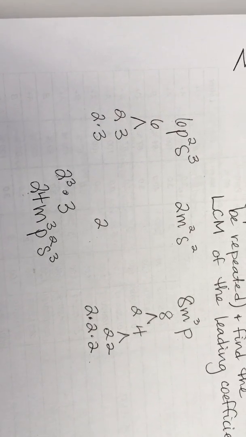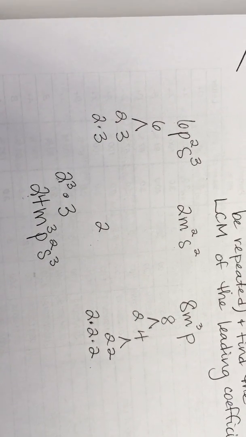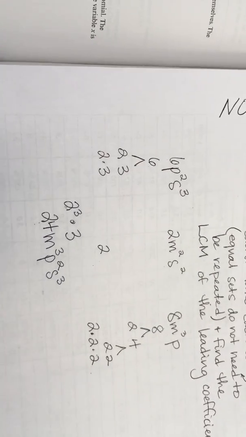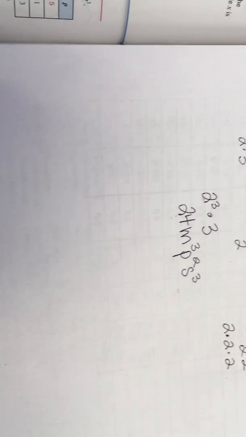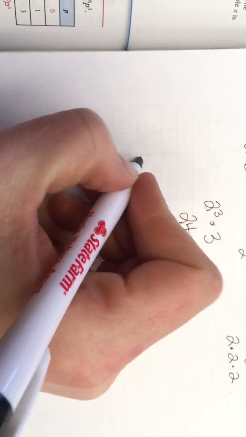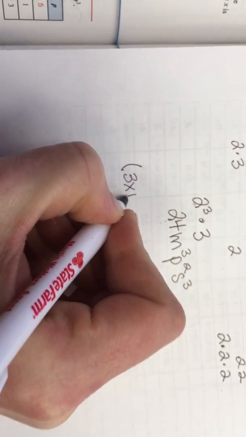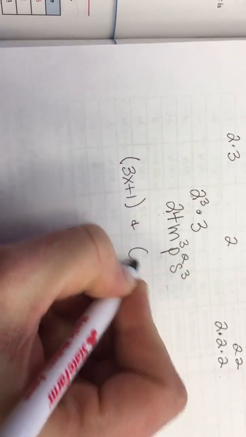Okay? All right? Now, sets is also a little bit difficult, so let's take a look at that as well. The first one that they give us just looks like this, 3x plus 1 and 2x plus 9.